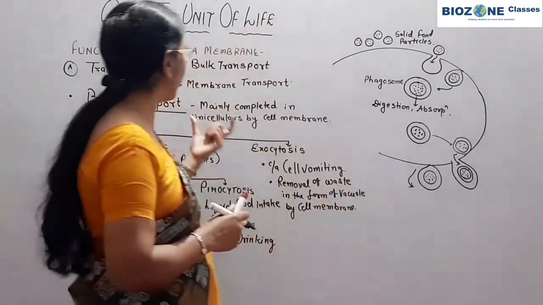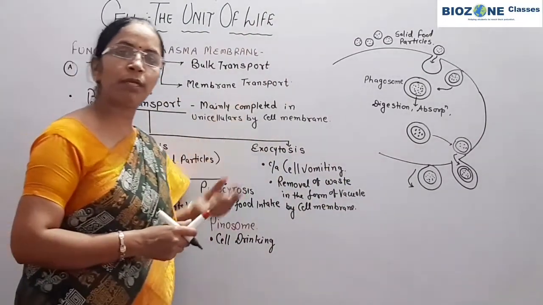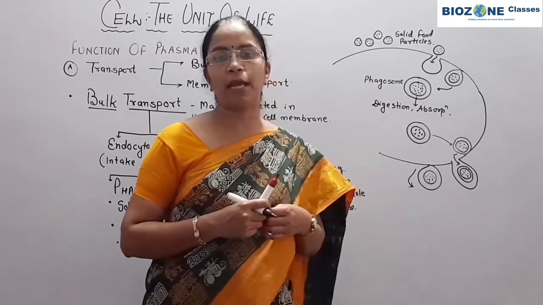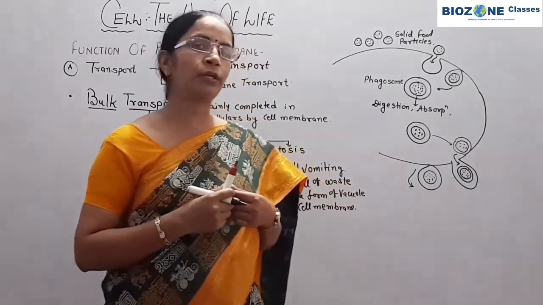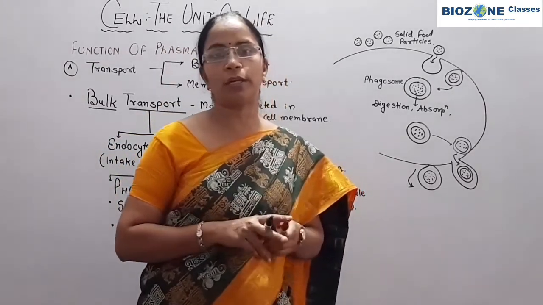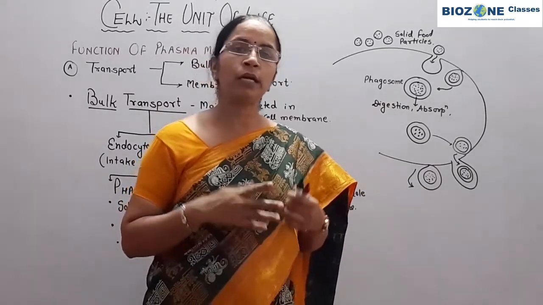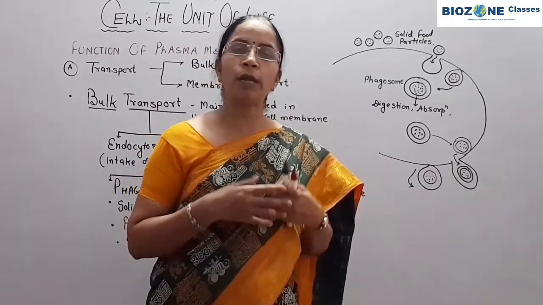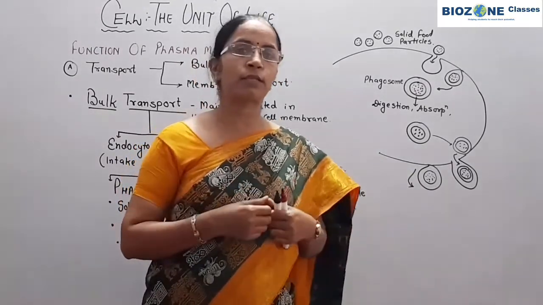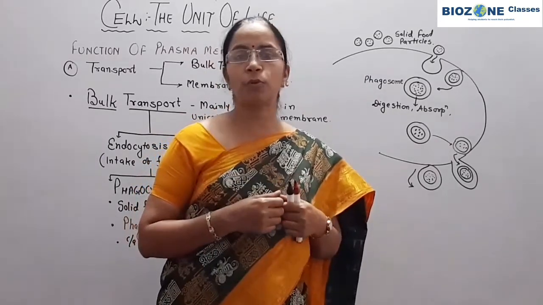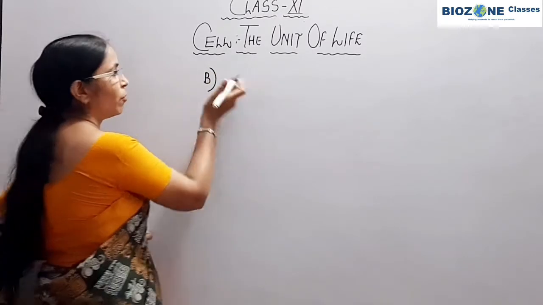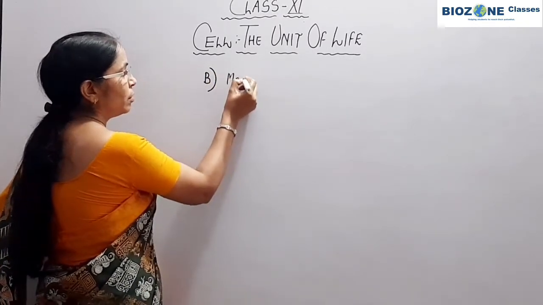Now we come towards membrane transport. Membrane transport means, you simply remember, the food is transported across the plasma membrane according to the concentration gradient. So one thing you remember, instead of bulk transport, one by one molecular transport takes place. So now let's discuss the membrane transport. Now we discuss the second type of transport, that is membrane transport.